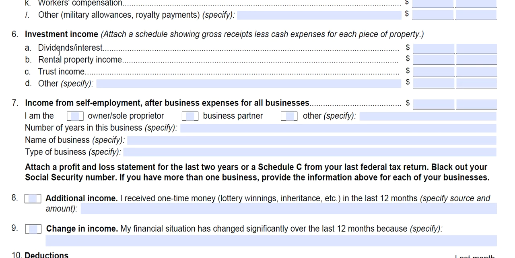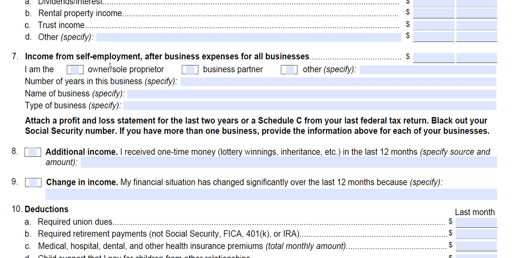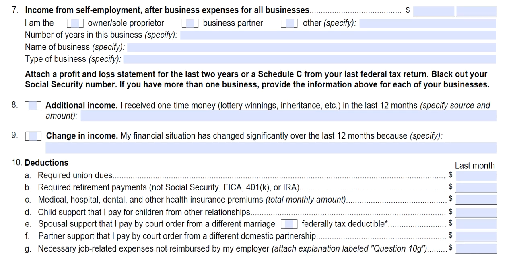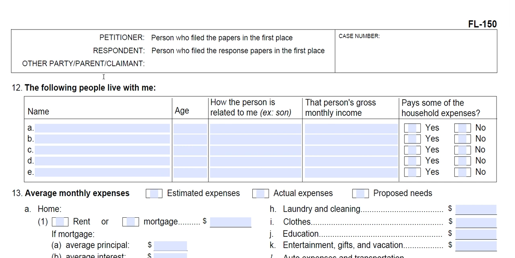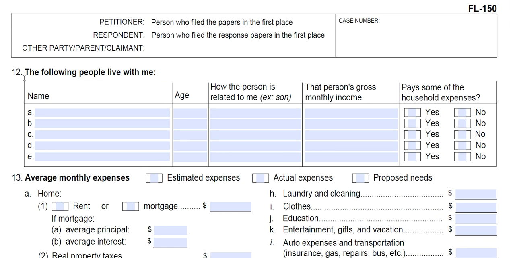Continue down, write in any amount of income you received from investment or rental properties. Again, the same for self-employment. If we scroll to the third page, it asks for you to list the following people who live with you. These are people who live with you full-time. If you have children and they primarily live with the other party, then I wouldn't put them on this form, but this is for everybody who's in your house most of the year.